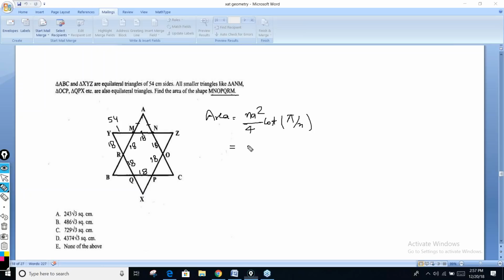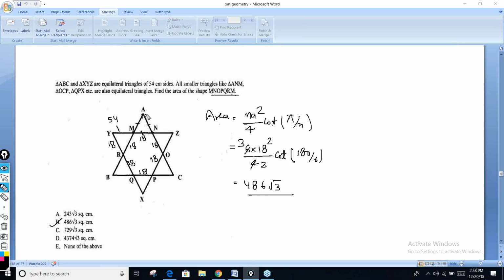So if I put in the value of n here, that is the hexagon, side is 18, divided by 4, cot 180 by 6. So that is cot 30, and that is 6 times 324 by 4, 162, 162 into 3, which comes out to be 486. And that is cot 30. Cot 30 is nothing but root 3. So that is the answer. Directly you can get it.